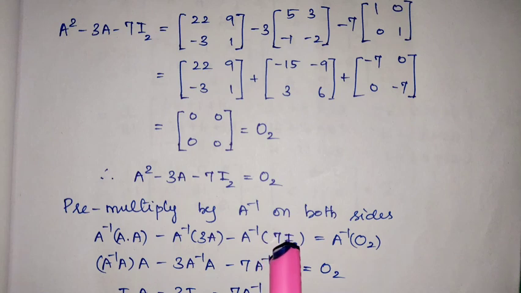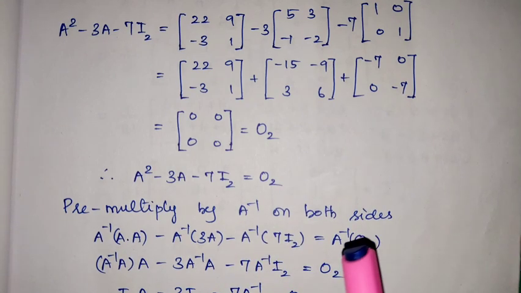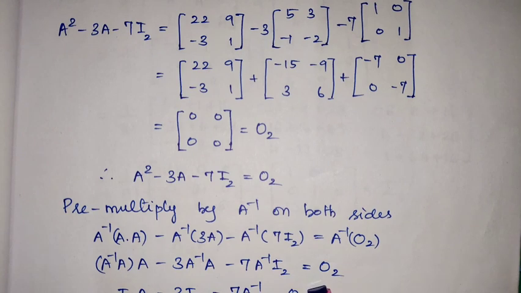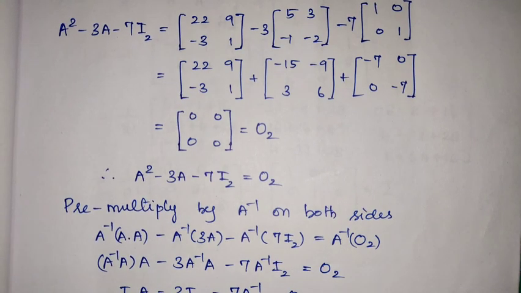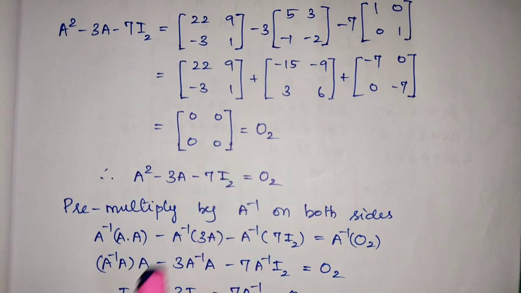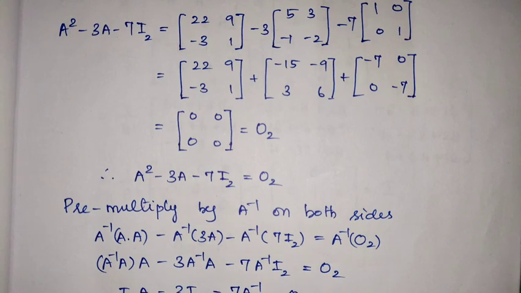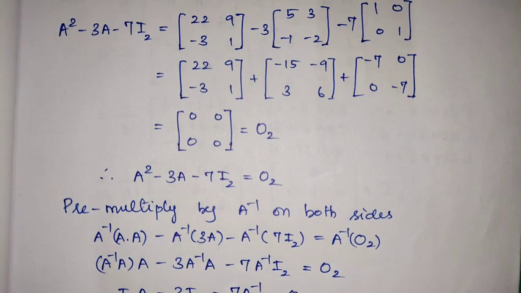Here also, A inverse into 7 is a number, so I can interchange this. And a 0 matrix, when you multiply it with any matrix, is again a 0 matrix. Okay, fine. A inverse into A is what? I. Since it's a 2 by 2 matrix, I put I2. And here also A inverse into A is I2. And A inverse into I2 is A inverse.